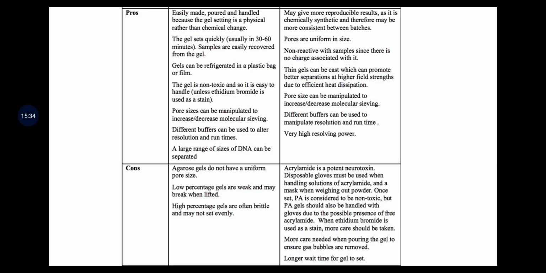When ethidium bromide is used as a stain, more care should be taken. More care is needed when pouring the gel to ensure the gas bubbles are removed. Longer wait time for gel set as compared to the agarose gel slab. In gel electrophoresis also we use ethidium bromide, but nowadays there are different substitutes for it, but that is rarely possible in case of PAGE.